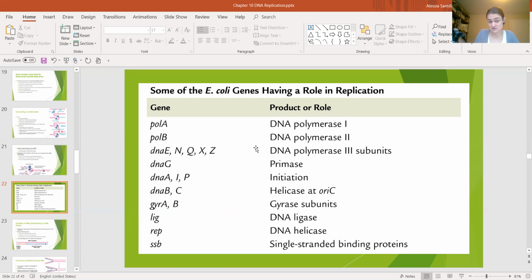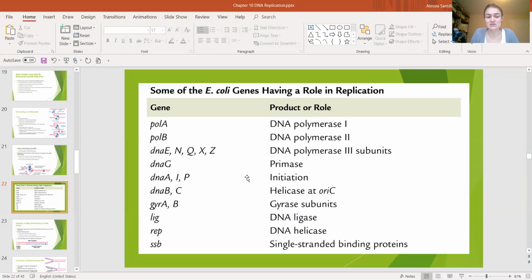Some of them, these are just a list of the genes that are involved in DNA replication and their respective proteins. So we talked about DNA polymerase 1, right? That's the one that removes the primer and then fills in the gap. DNA polymerase 2, mainly necessary for DNA repair. DNA polymerase 3, that's the main synthesizing one, the one that basically makes and elongates and polymerizes the DNA. Primase is the one that makes a primer.